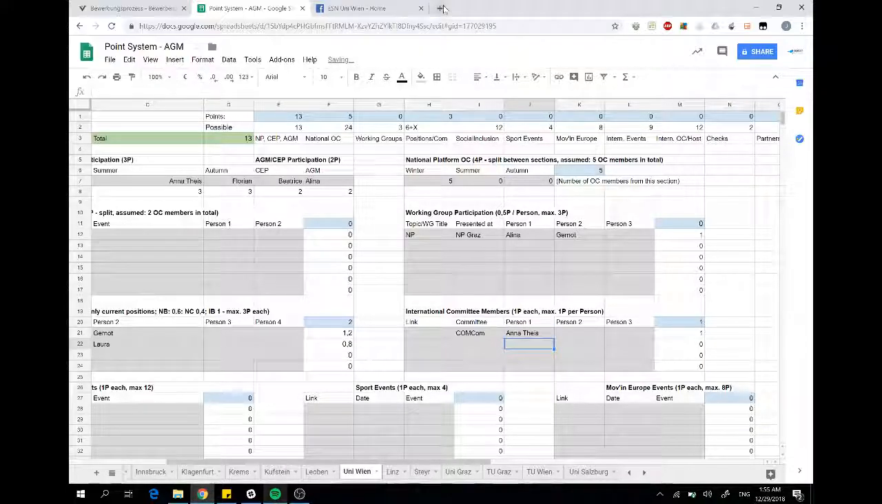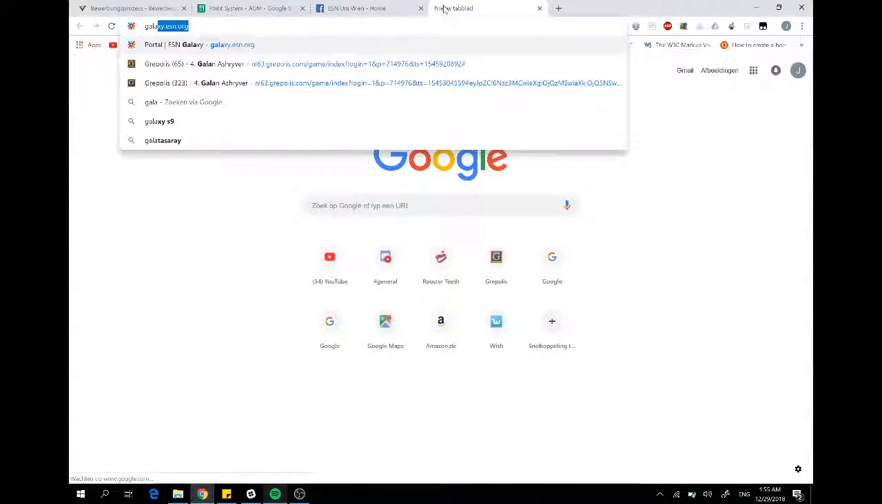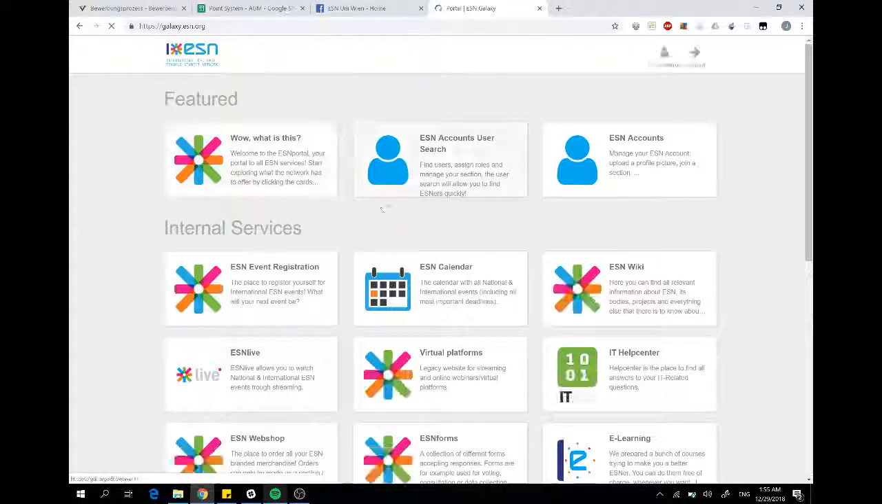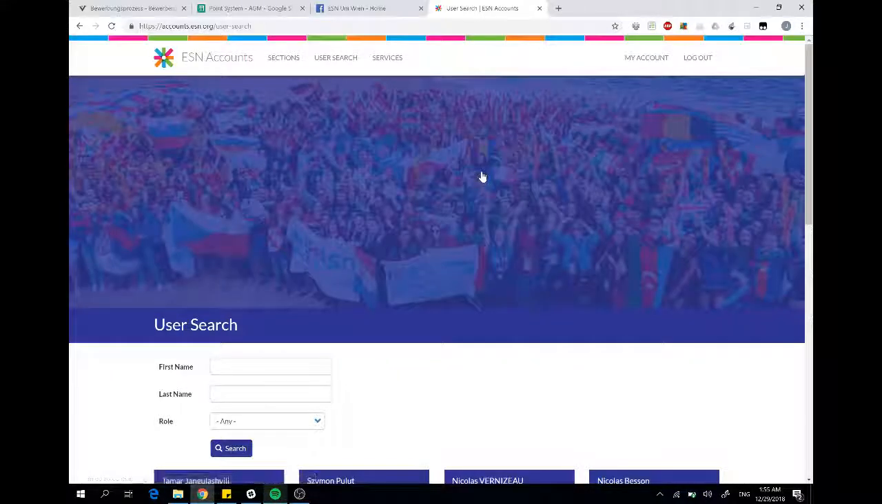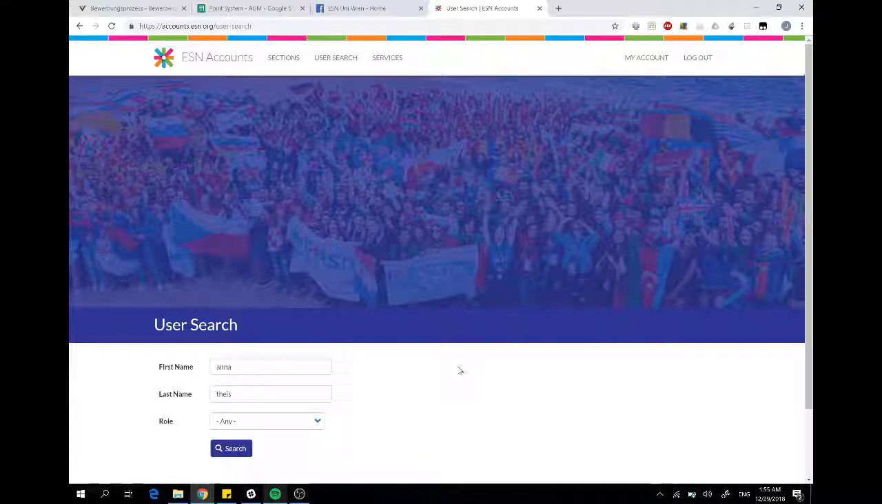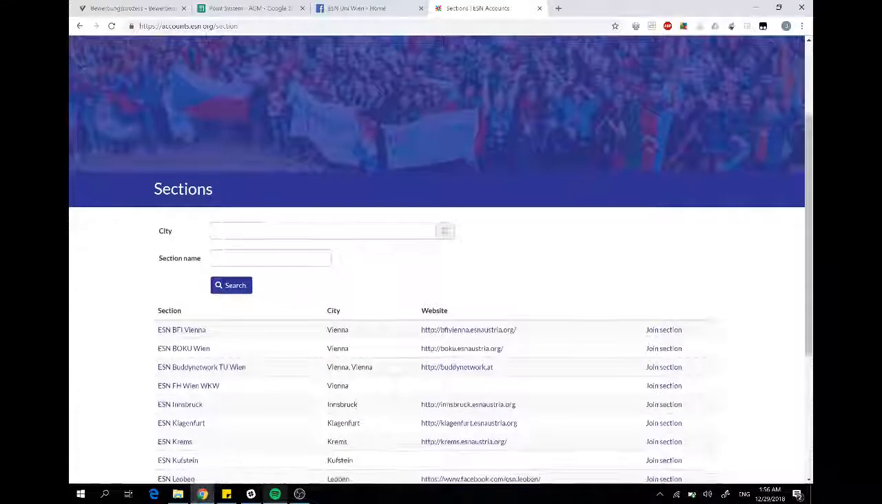Now, as proof, it's actually rather easy. You go to galaxy.esn.org. You look up the member, so you go to account search right here. Anates. The only issue is if she put her profile on private, because then I will not find her. Exactly. The new Galaxy, ladies and gentlemen.